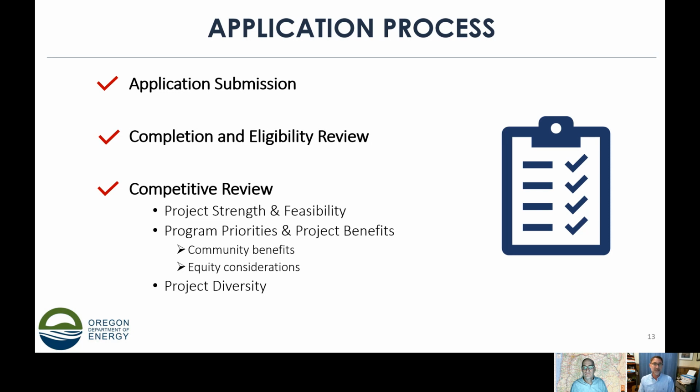And as you would see in your opportunity announcement scoring criteria, that review process will go directly through those criteria over project strength and feasibility, program priorities and project benefits or community benefits, as well as the equity considerations that we're talking about. As well as just the general project diversity, both the type of project, the location of the project, and the state. And so that's kind of a brief rundown. I'm not sure, Clay, do you have anything you want to add to that?